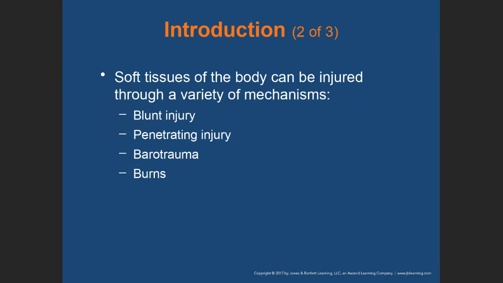Soft tissues of the body can be injured through a variety of mechanisms. Blunt and penetrating trauma you're familiar with. Barotrauma is trauma from pressure changes inside the body. And then you have your burns. You have different types of burns.